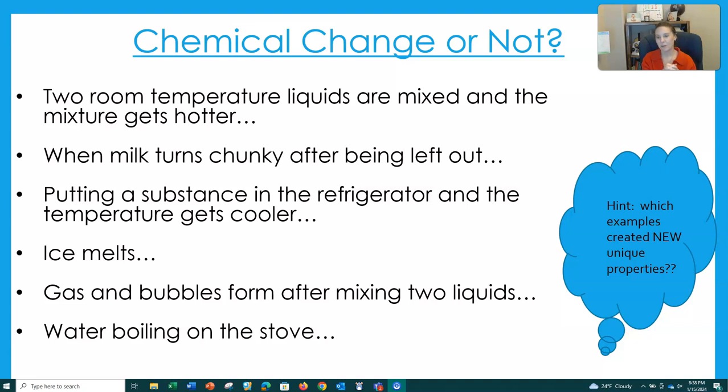Okay, and the water boiling on the stove. Well, you're applying the heat. You're making it boil. So it's a physical change. So just a hint is which examples created new unique properties. Anything that was there that wasn't there before, that is when you know you've seen a chemical change.